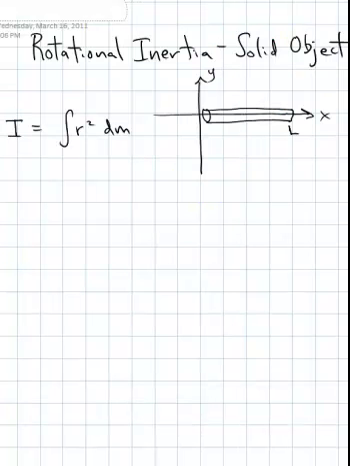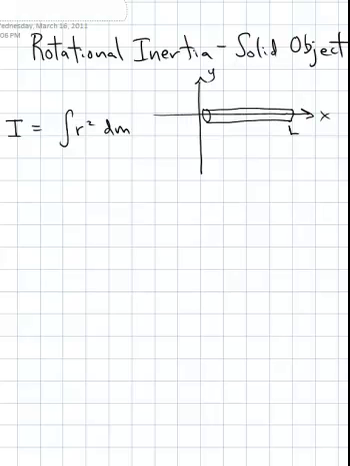Rotational inertia of a solid object. So now we're going to have to use some calculus. First thing we do, I draw a picture. I've got my thin rod, its uniform density, and it's located on the x-axis between x equals 0 and x equals L, the length of the rod.